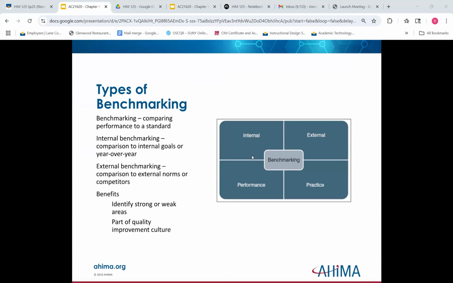Benchmarking is comparing performance to standards, but we're looking at these both internally within an organization, so we're looking at typically how we did last year compared to this year, and external benchmarking, how we're doing compared to other like hospitals. And we do this to identify both strengths and weaknesses, and it's part of the whole quality improvement culture that we are engaged in healthcare.